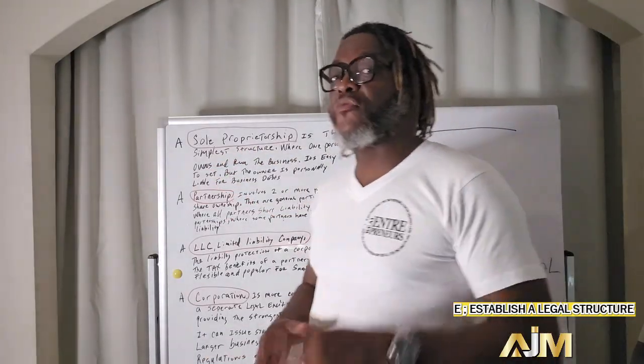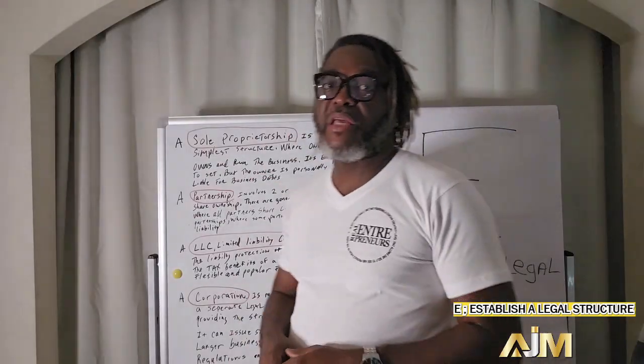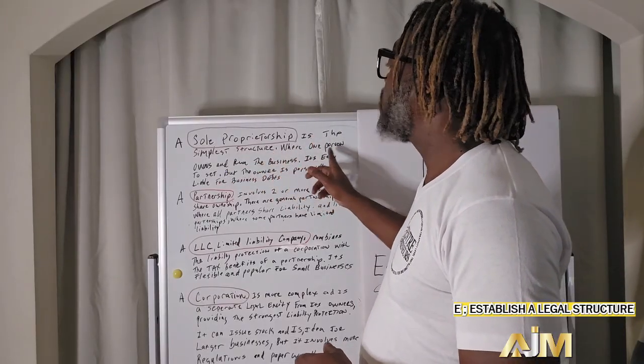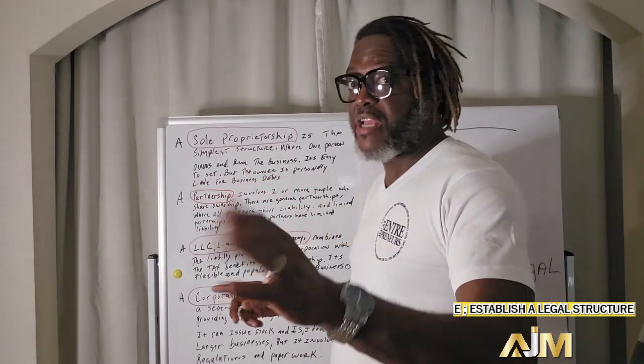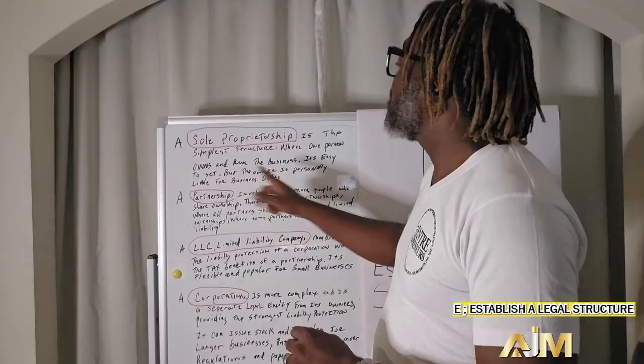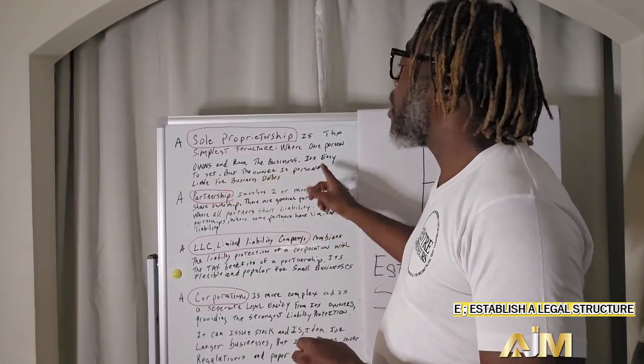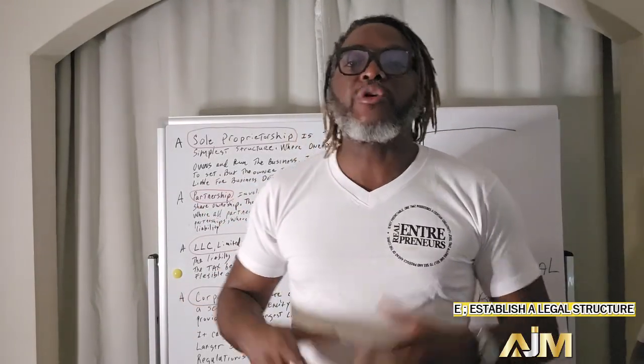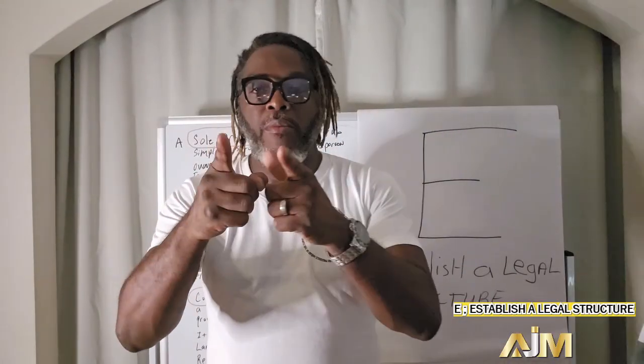But now, one thing about a sole proprietorship is it's the simplest structure where one person owns and runs the business, right? Now watch this. It's easy to set up, but the owner is personally what? Liable for all of the business debt. When you set up as a sole proprietorship, you are personally responsible for all of the debt that the company creates or accumulates. That's what a sole proprietorship is. So you've got to ask yourself, is that how I want to set myself up?